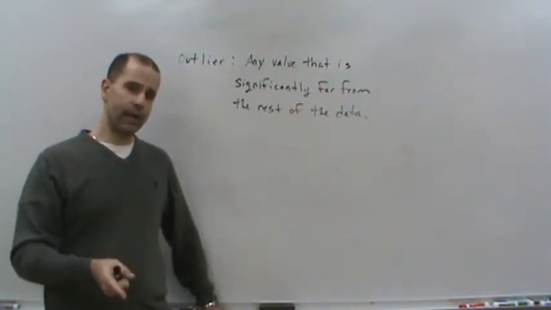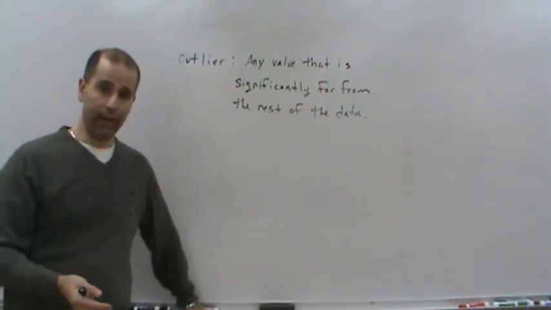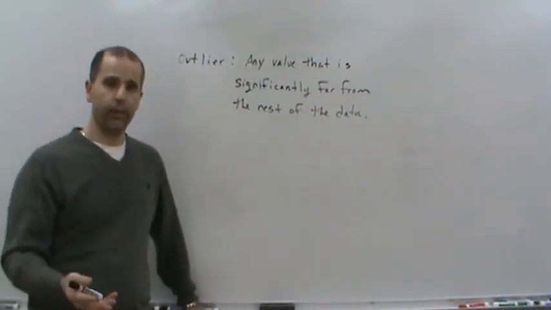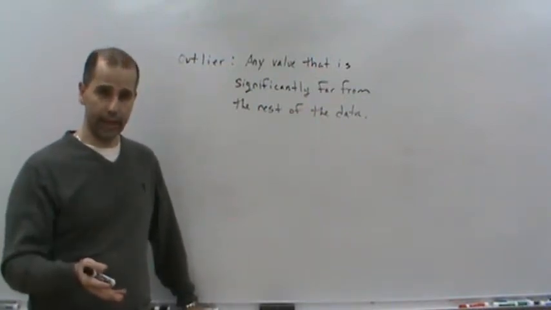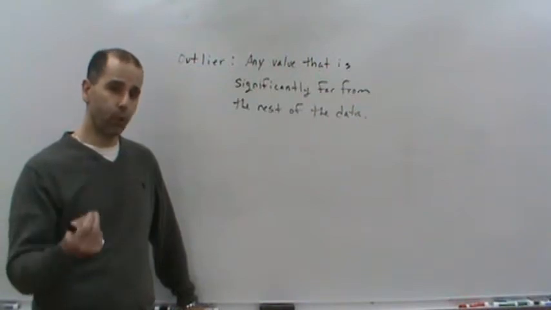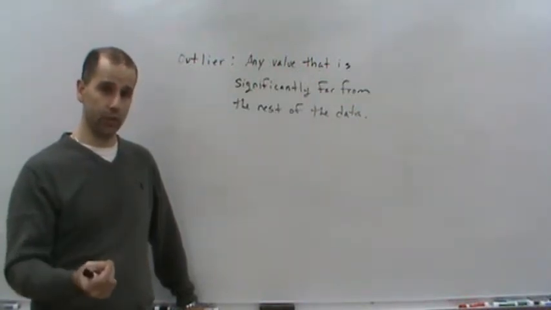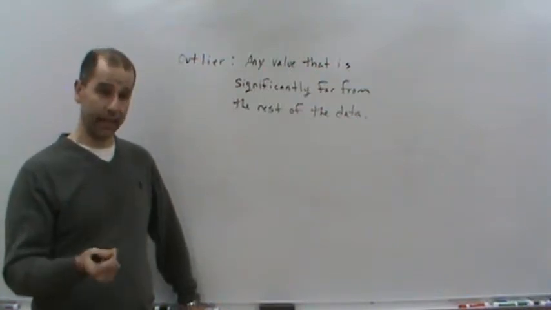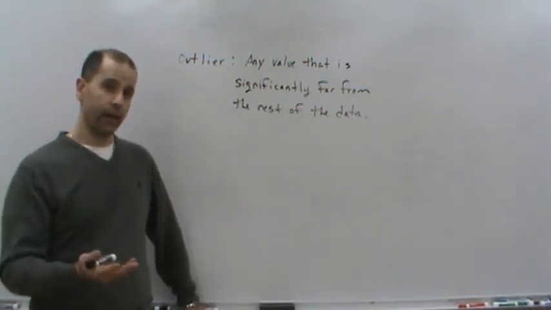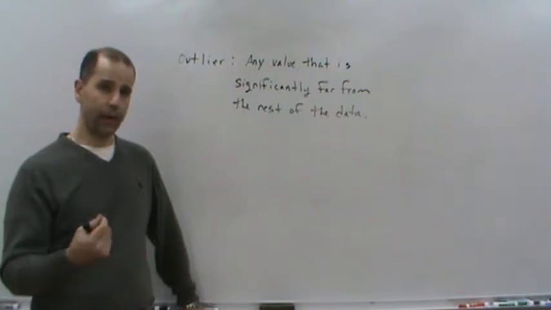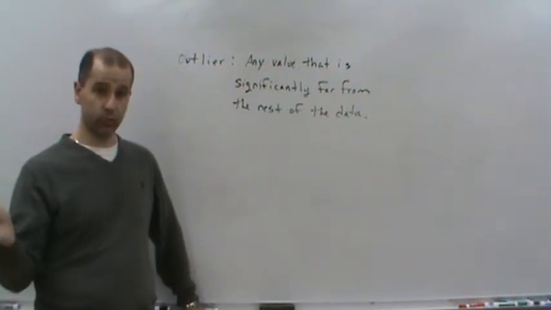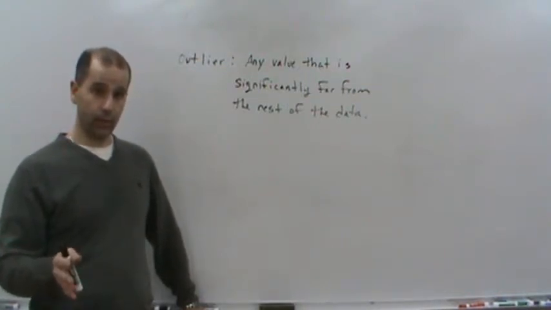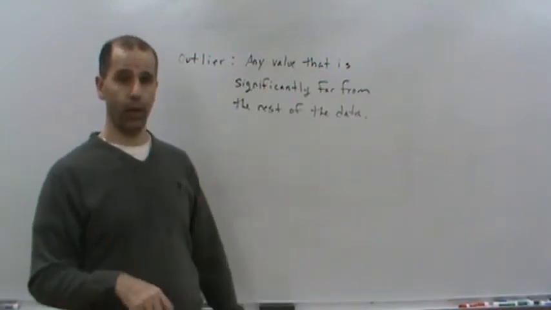But if it turns out that it is an actual value, that it's not an error, then you don't want to delete that, because that's going to give you important information about the population. Outliers can be used to gain great insight into what's going on in a population. So we never want to just willy-nilly disregard outliers. That's the main point I want to make here.